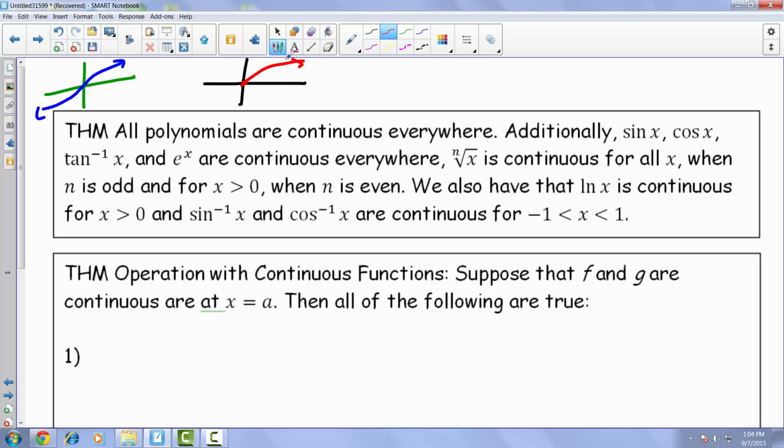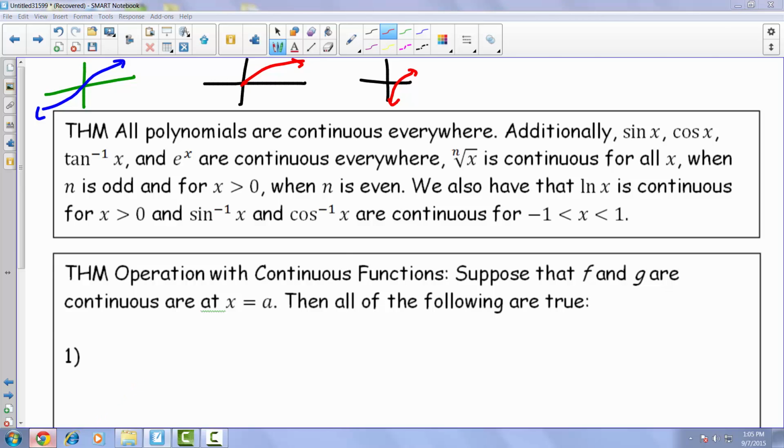Now we also have the natural log function. The natural log function looks something like this. And again, it follows that same idea, where as long as x is larger than 0, you're good, because you can't quite be 0 for the natural log of x. That's why it goes down toward negative infinity. And then lastly, we have the sine inverse and cosine inverse. Those are also continuous anytime that x is between -1 and 1.